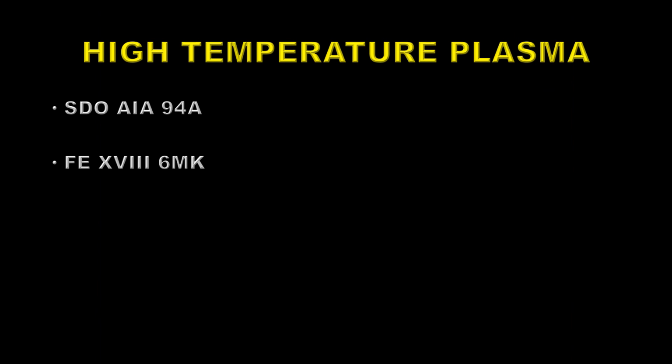Next, we'll take a slight step down in temperature, to about 6 million degrees Kelvin. That's an iron 18 line. But this is still much hotter than the normal active region or coronal plasma that we normally see.